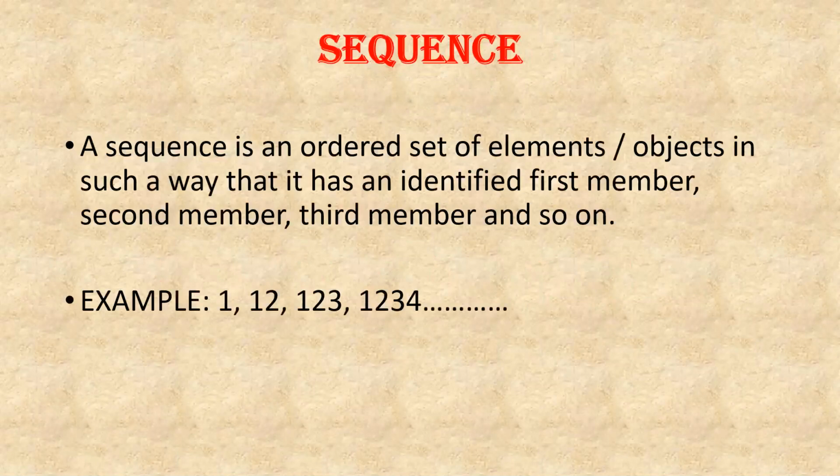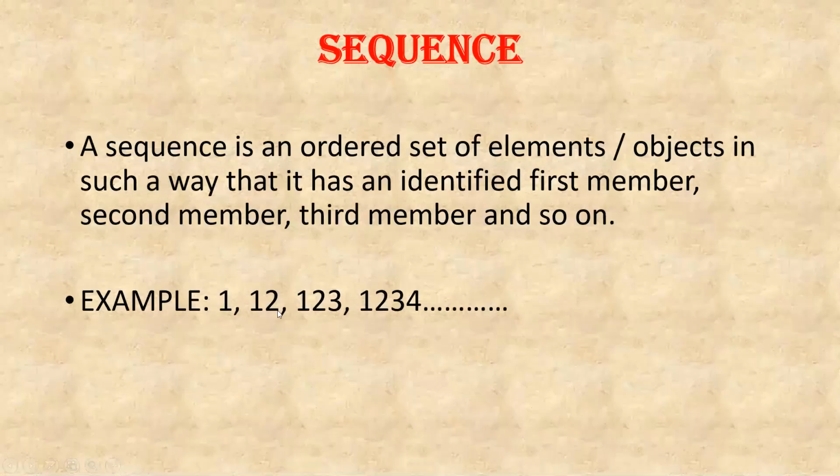So what's a sequence? A sequence is an ordered set of elements or objects in such a way that it has an identified first member, second member, third member, and so on. See, if you look at the example, 1, next is 1, 2, next 1, 2, 3, and next is 1, 2, 3, 4. If I ask you what is the first element of this sequence, what is the first element? 1. Okay. What is the fourth element? 1, 2, 3, 4.